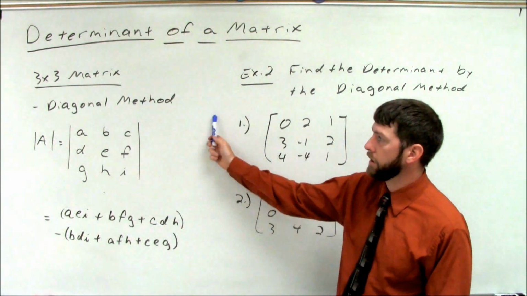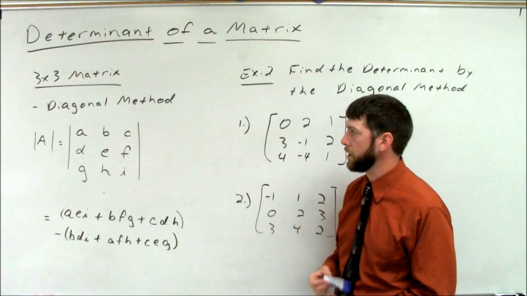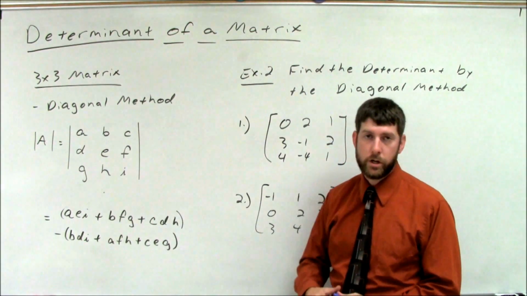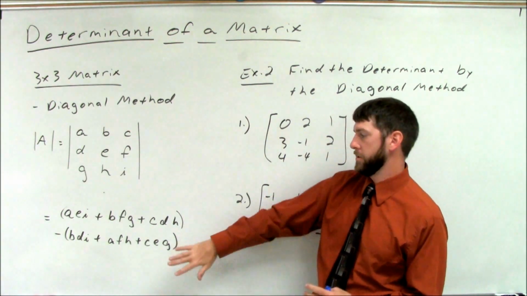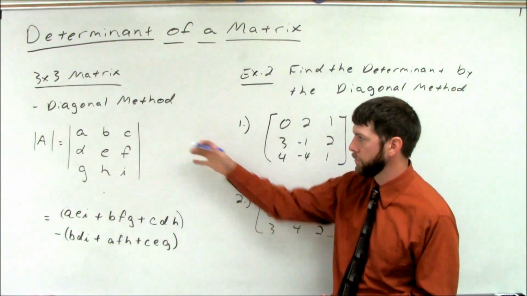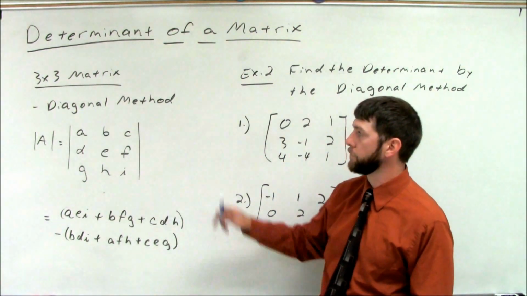Okay guys, now we're going to look at the determinant of a 3 by 3 matrix. There are actually 2 techniques to finding the determinant of a 3 by 3. The first one I'm going to show you is the diagonal method. The next one is actually where this diagonal method comes from, but we'll look at this one first because I want to talk a little more about that next one.